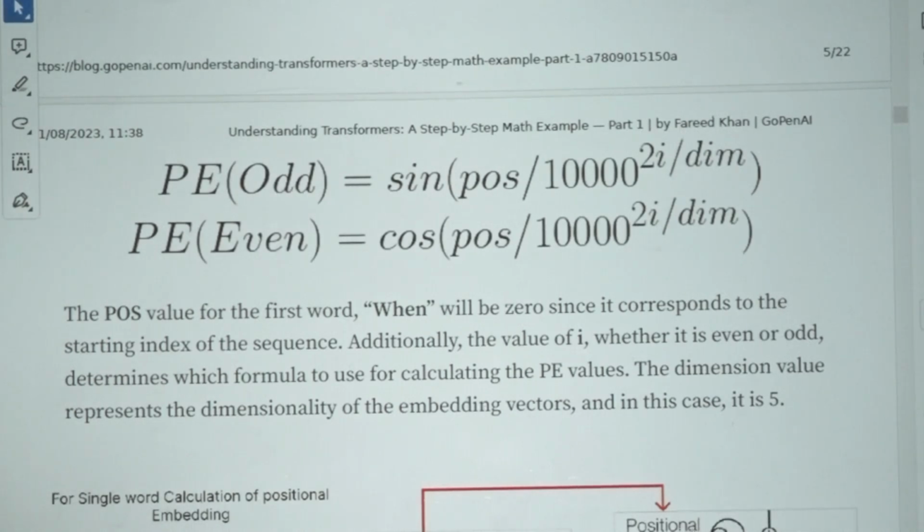How does it get computed? Are you clear about the maths? Position is the position of the word in the sentence. i is the ith dimension. So every word has, in his case, 5 dimensions. So what happens to every dimension? If it is an even dimension, it will use the even formula. If it is an odd dimension, it will use the odd formula.